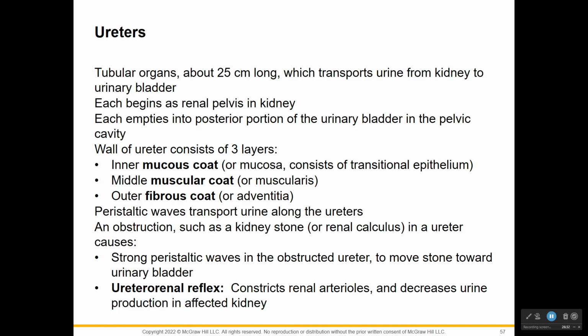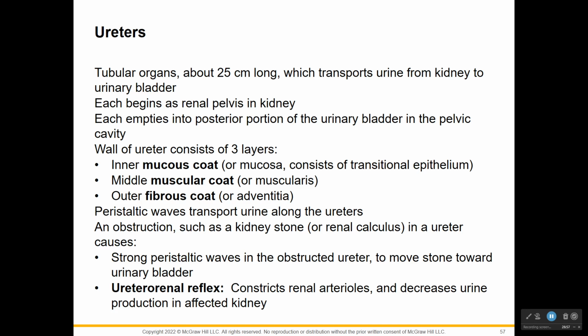The wall of the ureter has three layers: mucosa, muscularis, and adventitia. So a mucus coat, a muscular coat, and a fibrous coat. And it uses peristalsis to push the fluids down into the bladder. If you have an obstruction, you might have stronger peristaltic waves trying to move that obstruction into the bladder.